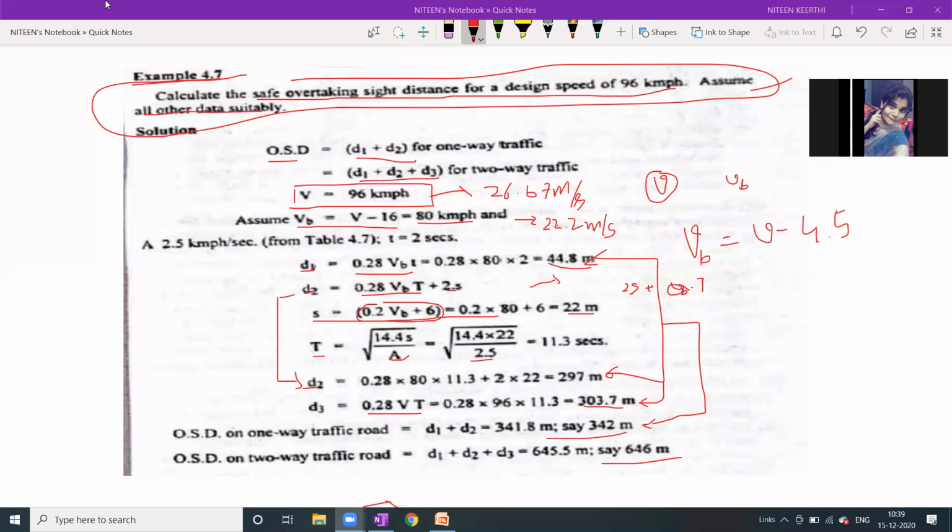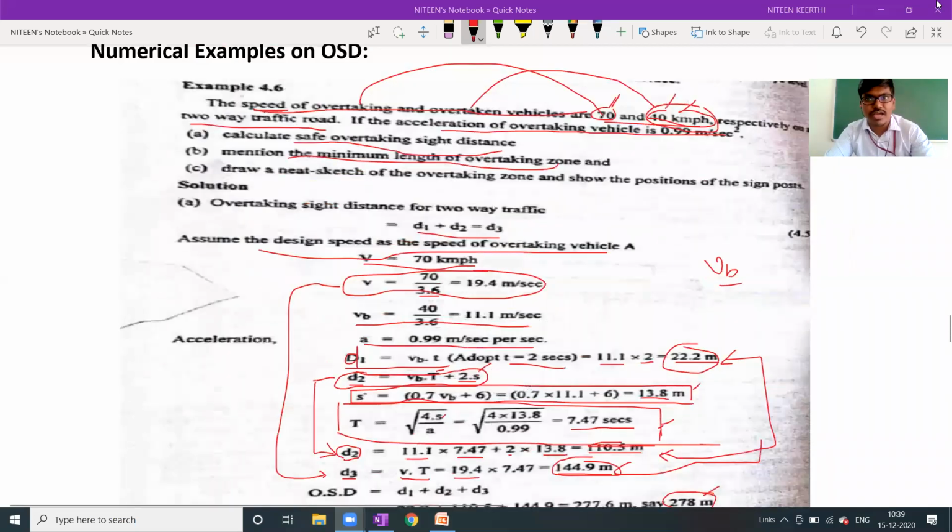Okay. So VB, in most cases, he may not give you the VB value, so you can determine it using this formula. Look at this example, here VB is given directly, that is 40 kmph.